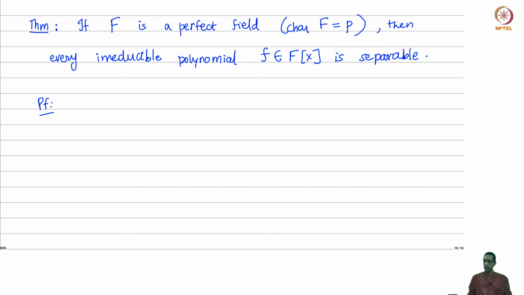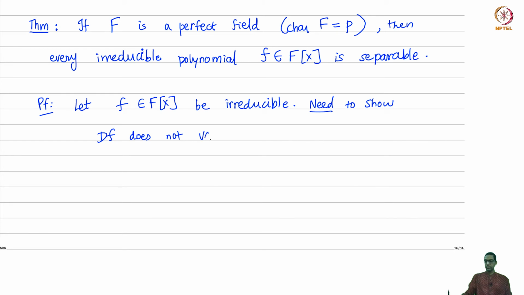Okay, so what do we need to do? Let f of x be an element of F[x], be irreducible. To show it is separable, we need to show that its derivative is not 0, right? So recall, we already had this proposition that for an irreducible polynomial, separability is the same as derivative not vanishing. So we need to show the derivative of f does not vanish. Okay, so suppose not. Let's proceed by contradiction.